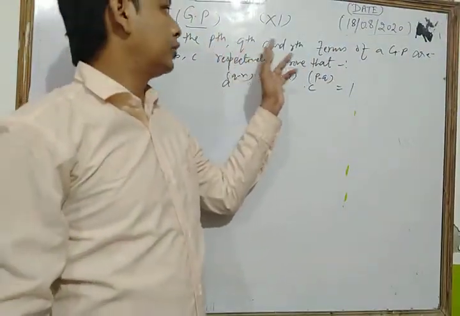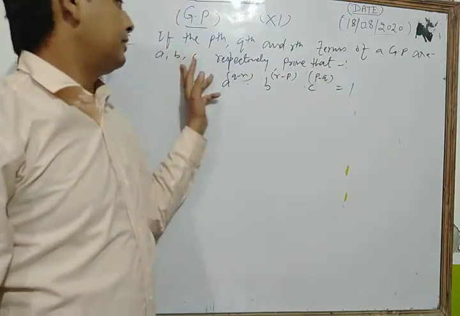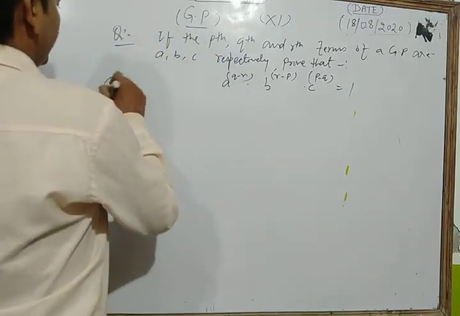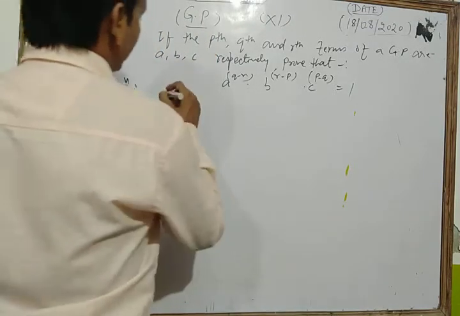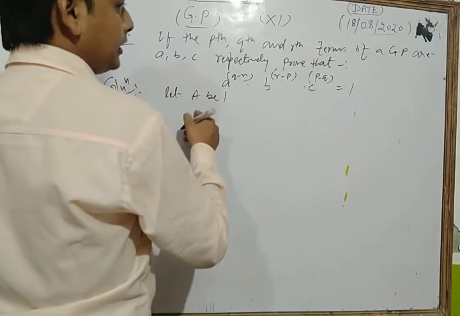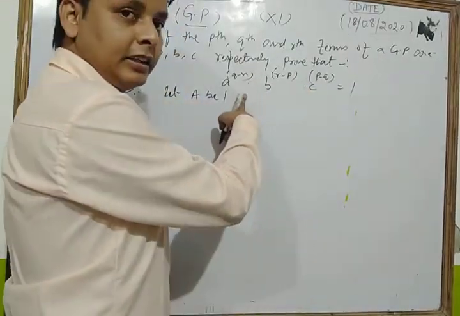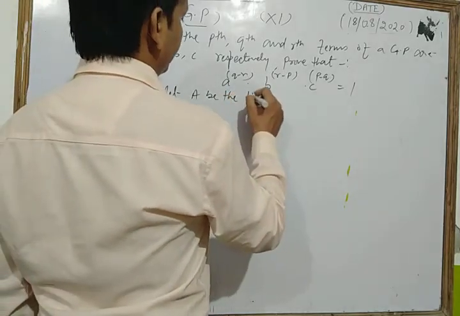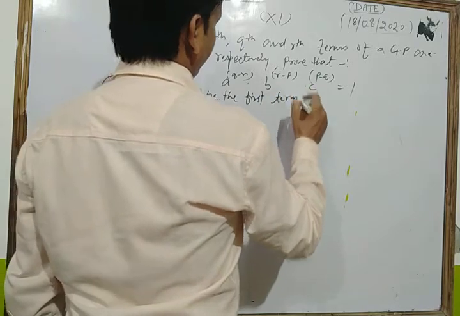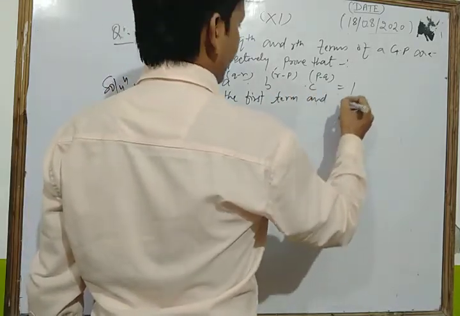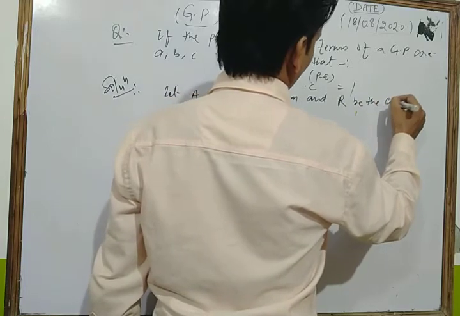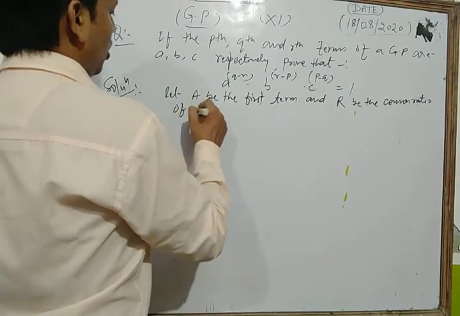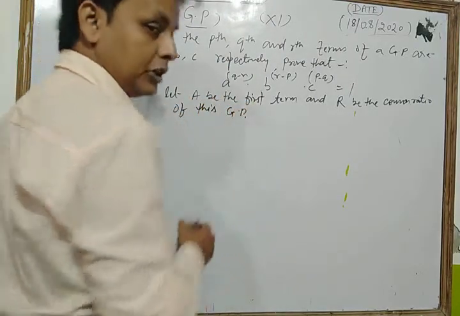Dear student, here the pth, qth and rth terms of a GP are a, b, c respectively, and we have to show this. Now in this question, first of all, let capital A be the first term, because small a is already used in the question, and let capital R be the common ratio of this GP.